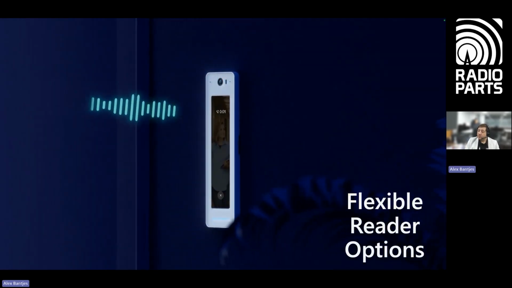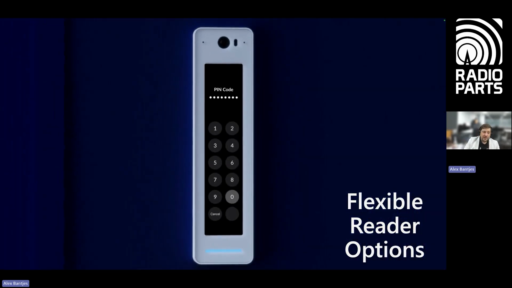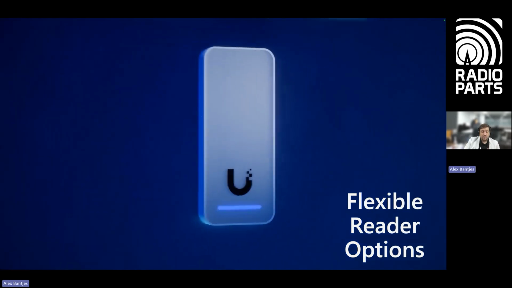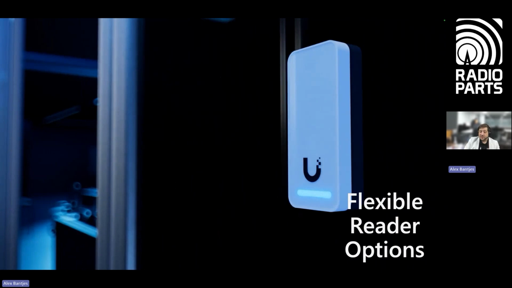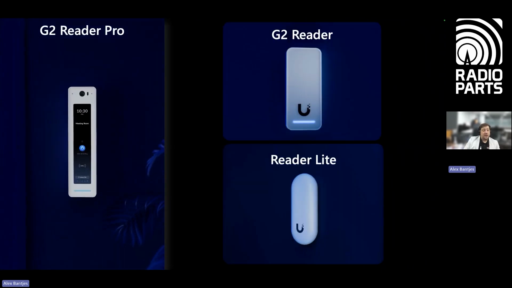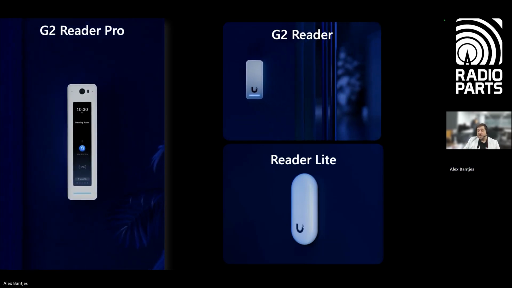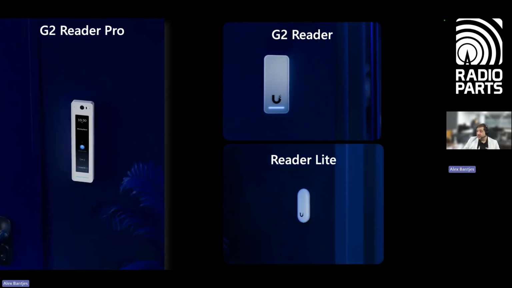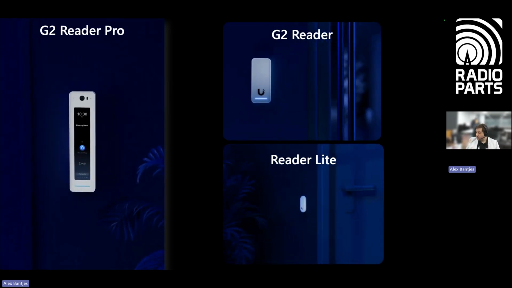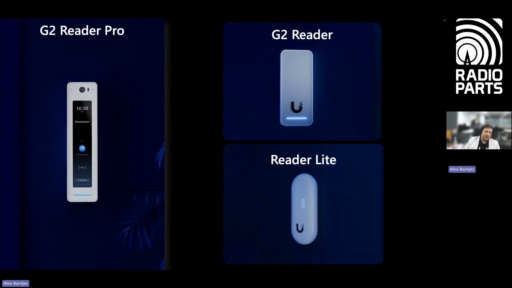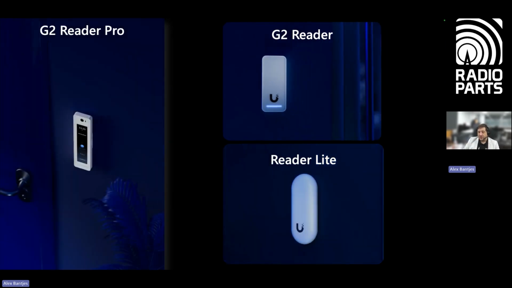So for external readers, so stuff going on the outside of the building, a full reader is probably the go. For internal doors, they tend to be a little bit more basic. Perhaps you're just looking for NFC. It depends on what you want to go for. So as a quick overview of the different reader types, we've got the G2 Reader Pro, G2 Reader, and Reader Lite. We've got a little bit of a comparison. You guys are welcome to take pictures of the screen as well when we show that. But basically, these readers are meant for different use cases.